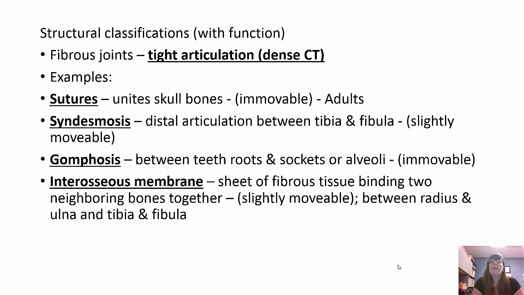Syndesmoses, like the distal articulation between the tibia and the fibula. These are slightly movable. Gomphoses, between the teeth roots and the sockets or the alveoli. These are immovable. And the interosseous membrane. Remember, we talked about the interosseous membrane when we looked at the appendicular skeleton. It's that fibrous tissue that is between the radius and the ulna, or the tibia and the fibula. It is slightly movable, but that's what kind of stabilizes the radius and the ulna and makes sure that there's not a lot of movement in your forearm and then again in your leg.